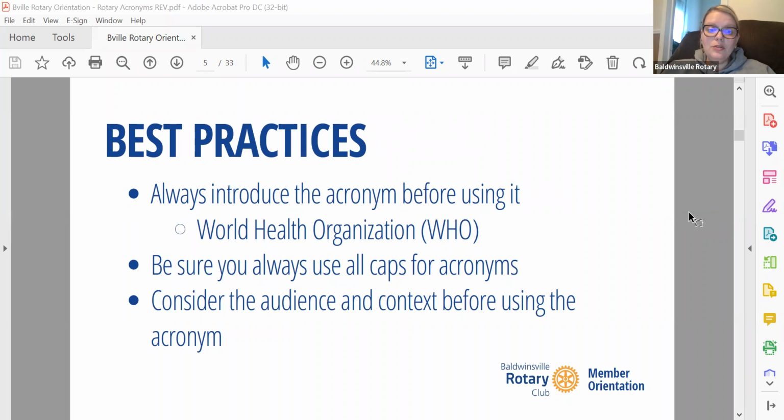But when used properly, they are helpful. They do tighten things up a little bit, especially if you're doing something like a social media post where you want to be cautious with your word count. So the best way to approach using acronyms is to make sure you always introduce it or define it before you use it.